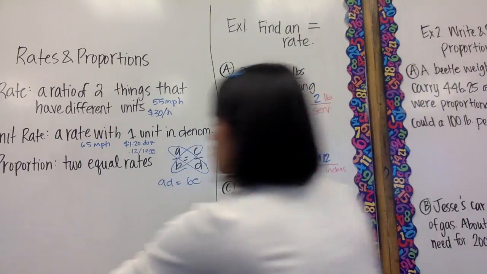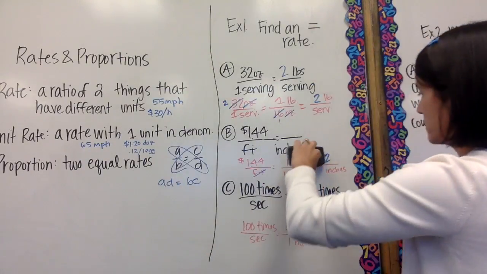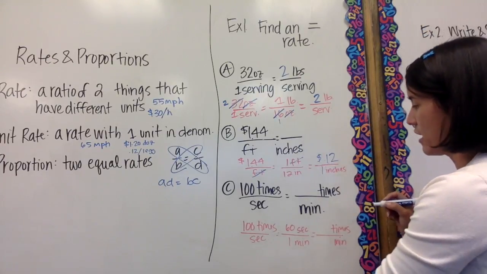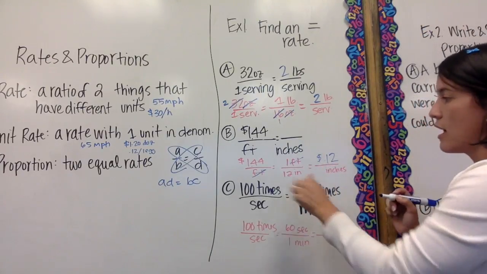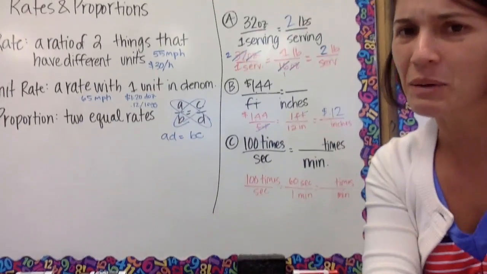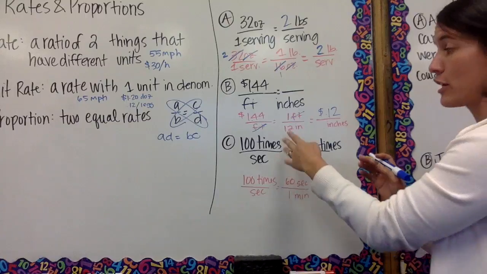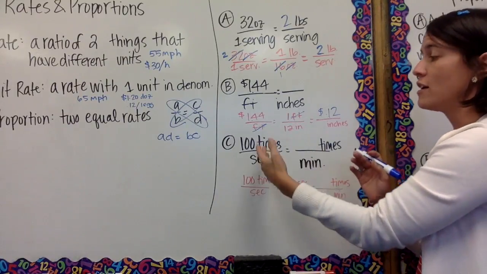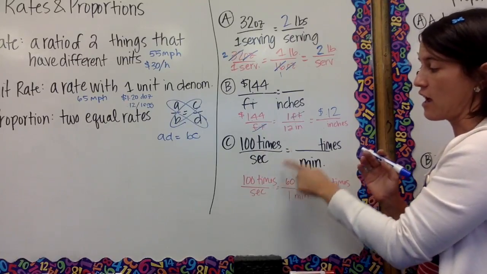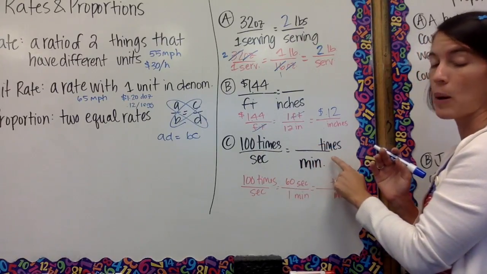That's 12 cents for every 1 inch, and so I've canceled my feet out. So let me show you this one. 100 times per second. I don't know what can go 100 times per second, but something is moving 100 times per second, and I want to convert it to how many times per minute.